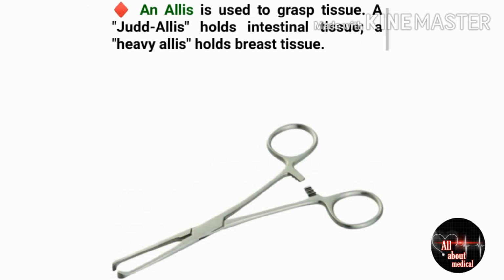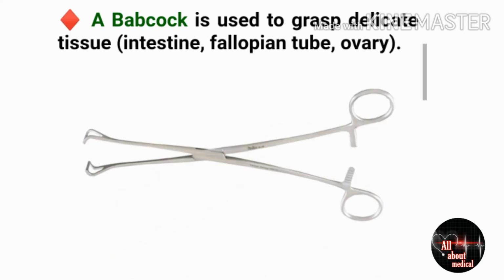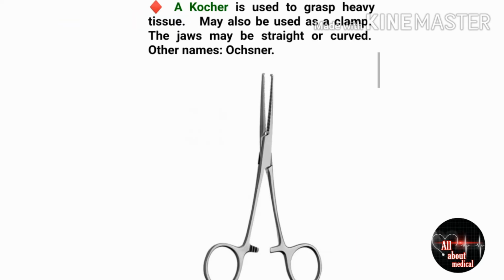And this is our first image from our third category, which is an Allis. It is used to grasp tissue. A regular Allis holds intestinal tissue, a heavy Allis holds breast tissue. And now this is the image of a Babcock. It is used to grasp delicate tissue like intestine, fallopian tube and ovary. We have also discussed this Babcock in my previous video on obstetric instruments. And this is the image of a Kocher.